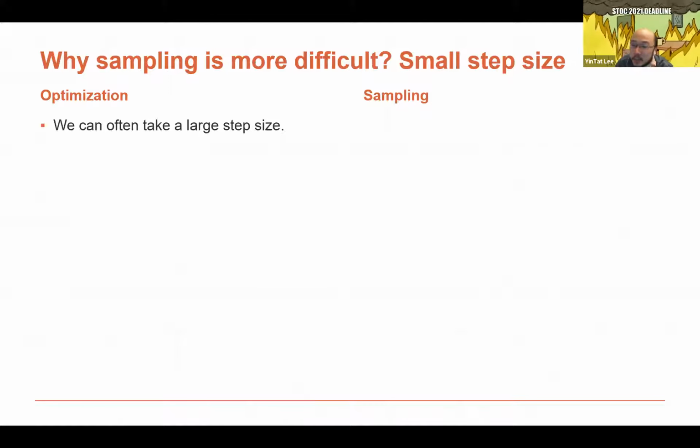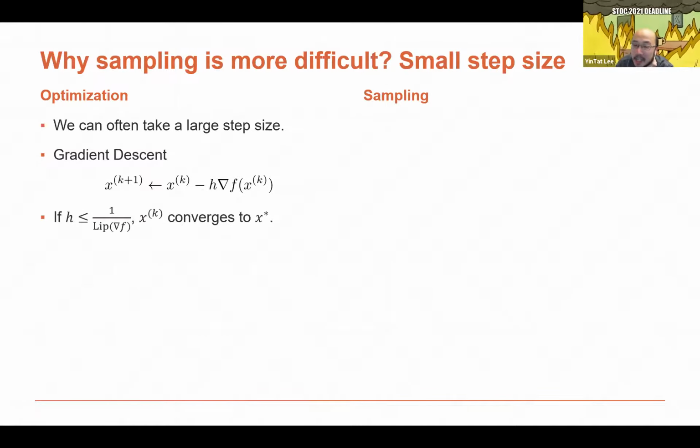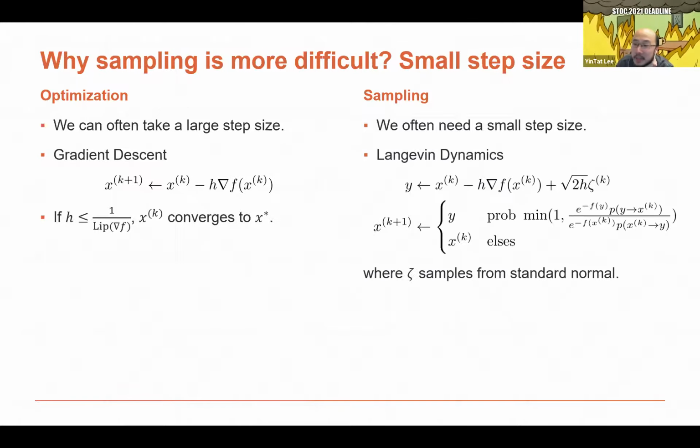For optimization, we can take a very large step size. For example, let's say gradient descent. In general, you can take a step size like 1 over the Lipschitz constant of the gradient. Turns out for sampling, it is more complicated. First of all, the algorithm needs to be changed a little bit. Each step you move according to the gradient, but you need to add noise such that you explore the space. And then you need to do a step to ensure the stationary distribution is correct.